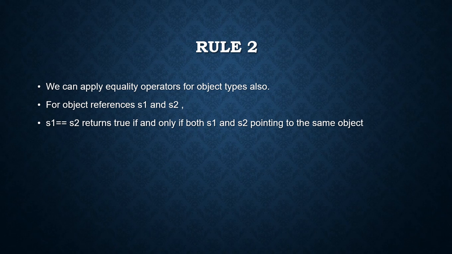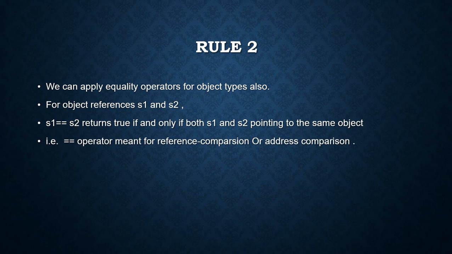So if I call Naveen, then the same object will reply to me, or if I call Sam, the same object will reply to me. So if I compare both these names, then both are the same. In that case, we can use the equal to operator. The equal to operator is meant for reference comparison or address comparison.